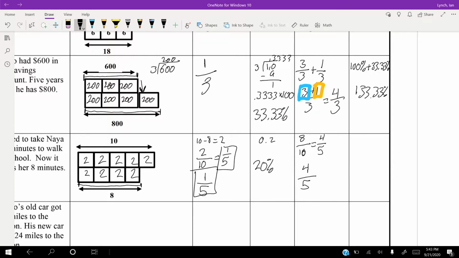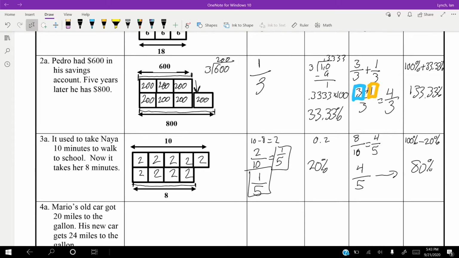Now, because we decreased, looking at our percent of the original, we're going to take 100% and subtract. Remember, guys, if we decrease, we're going to subtract that amount. We're going to subtract this 20%, which gives us 80% of the original still left. And the other way you guys could do that is basically convert 4/5 into a percent.